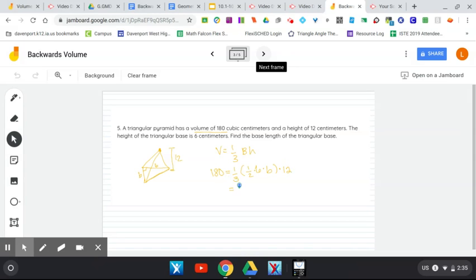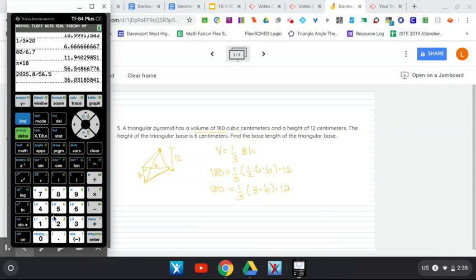Okay, so we have a couple issues here. We have a fraction in the parentheses here, so let's get rid of that. 1/2 of 6 is 3, so I have 3 times the base times 12. So now I'm going to get out my calculator, and I'm going to type in 1/3 times 3 times 12. And that'll give me 12.